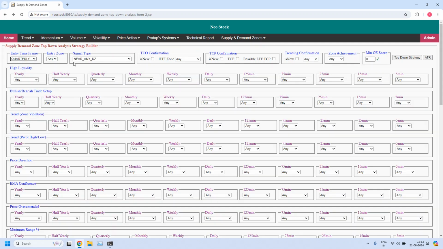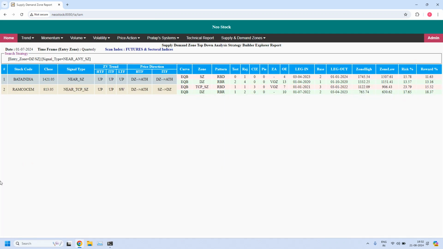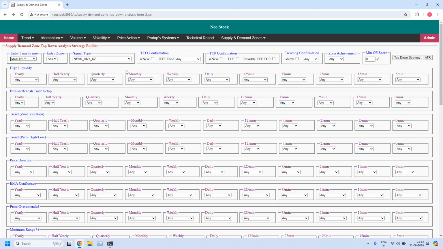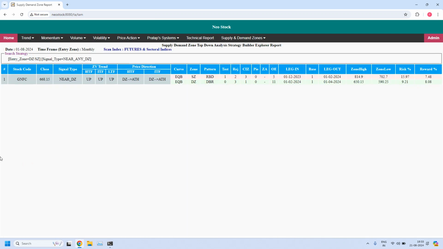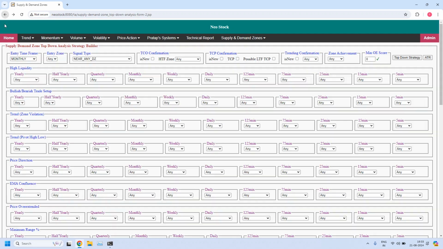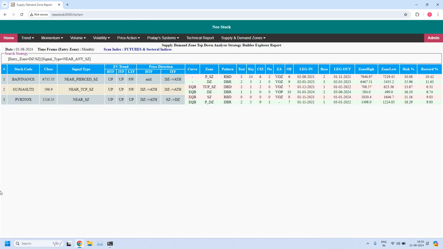Next, for quarterly time frame, let us find the stocks near quarterly supply zone. Two stocks are filtered near to the quarterly supply zone. Next time frame is monthly. Let us find the stocks near monthly demand zone. Only one stock is filtered near to the monthly demand zone. For monthly time frame, let us find the stocks near monthly supply zone. Three stocks are filtered.